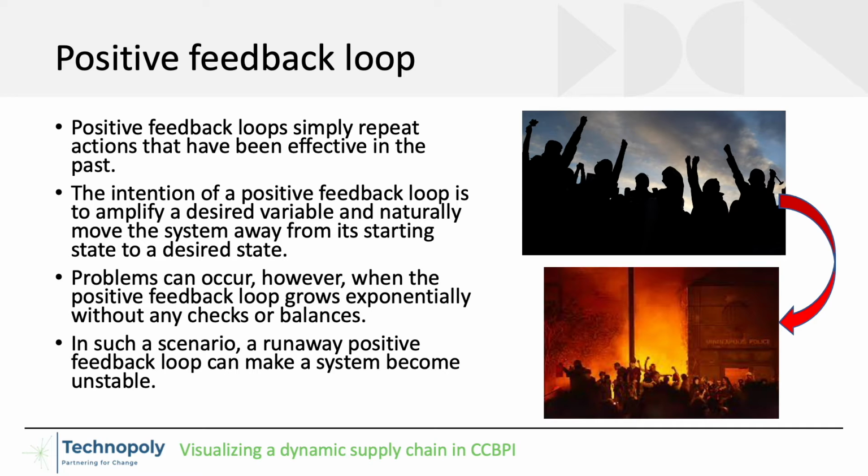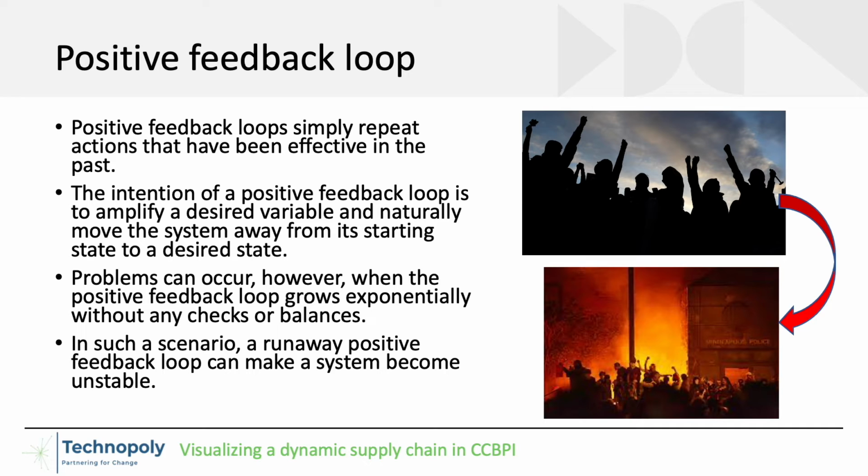Positive feedback loops are those that simply repeat actions that have been effective in the past and eventually acts as a reinforcing agent to continuously promote the same action, leading to better and better results. The intention of a positive feedback loop is to amplify or increase the desired variable or value that is naturally helping the system move up towards its desired state.